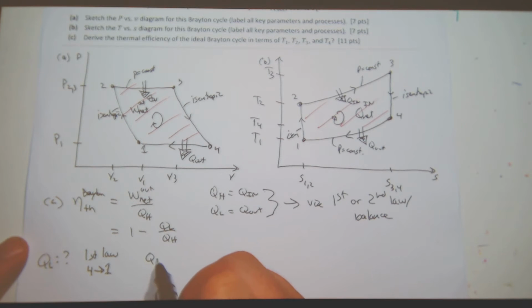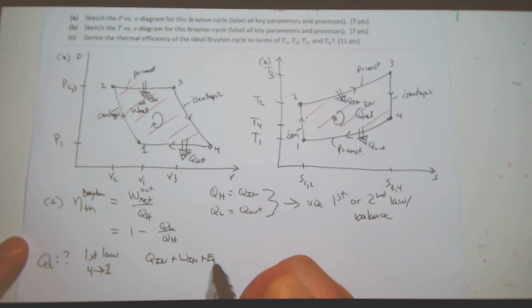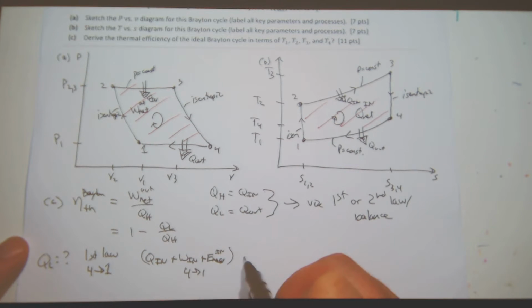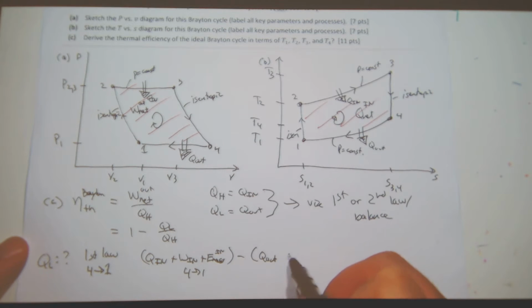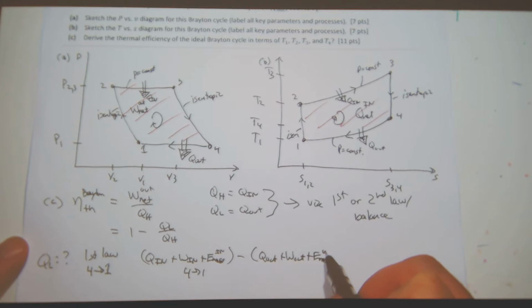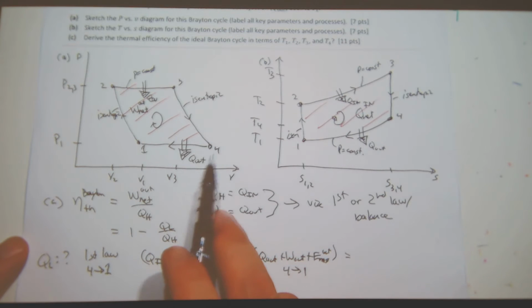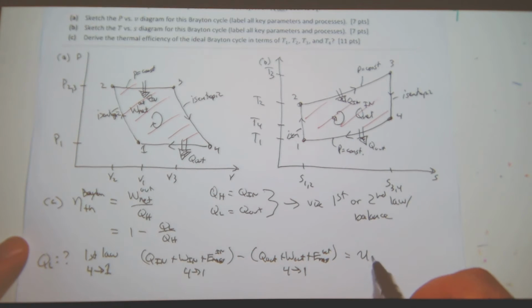So Q in plus work in plus energy associated with mass in, 4 to 1, minus Q out, work out, energy associated with mass out, 4 to 1, equals the change in internal energy from 4 to 1. So that's U1 minus U4, which of course is delta U. And I can cross these out.